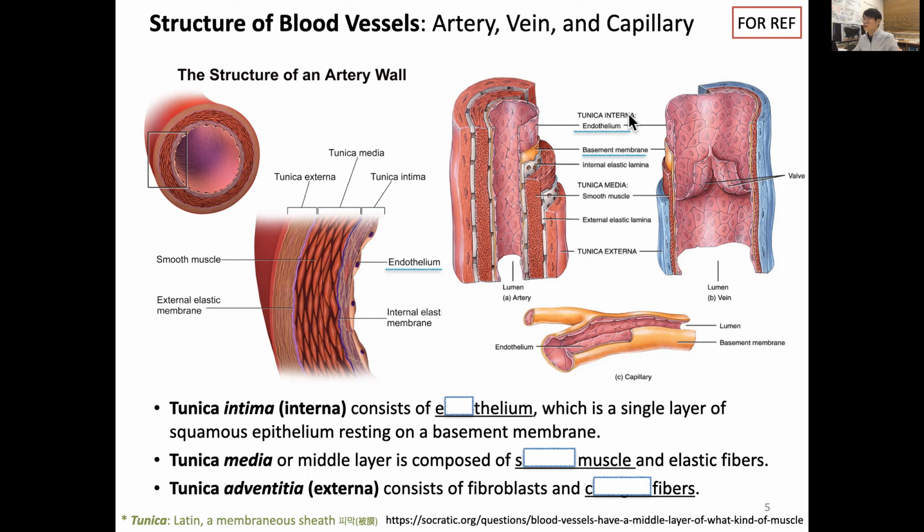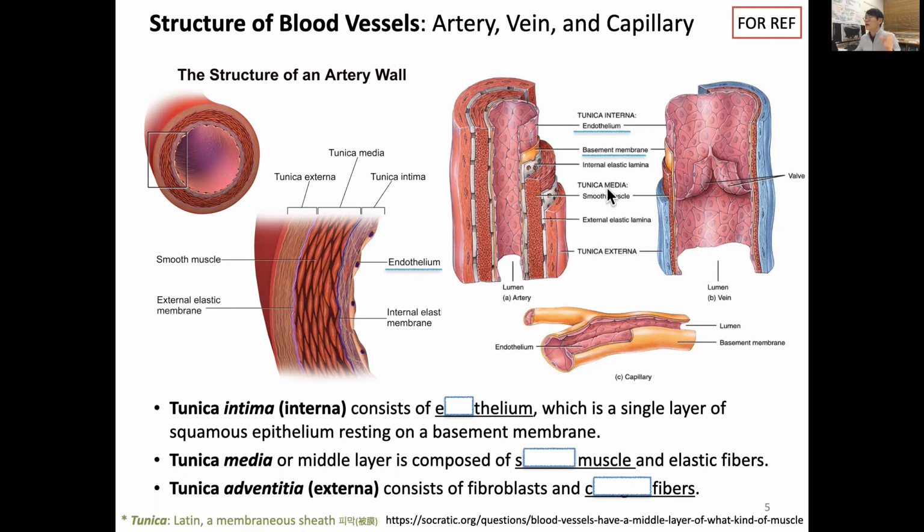So tunica interna or intima. We have three types: intima, media, adventitia. And this tunica intima or interna contains endothelium cells. Both have endothelium, and the endothelium sits on the basement membrane. You can see this elastic lamina exists in the artery but not in the vein. So the artery is a more elastic vessel.